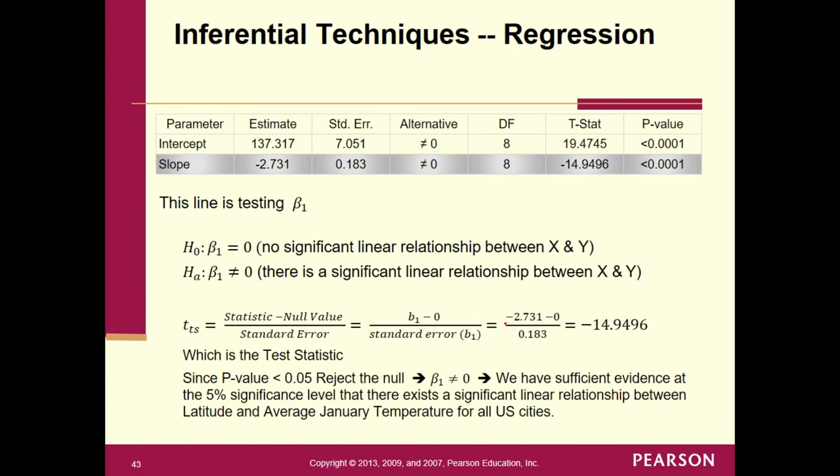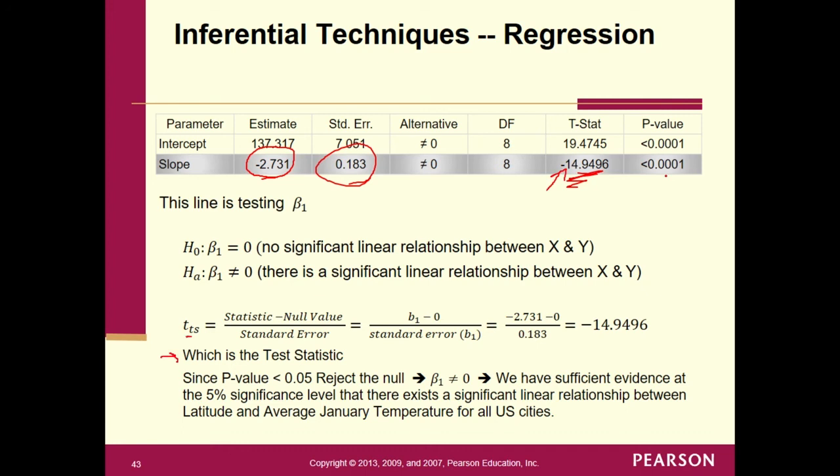All right, so if you went ahead and figured this out, if you take this number right here, which is b1, that's the sample slope, all right, and minus 0, right, because that's the value of the null, and divide by the standard error, you would get that value right there, okay? So that is the test statistic. This is the test statistic, and it's in terms of t, okay? So that's the test stat.